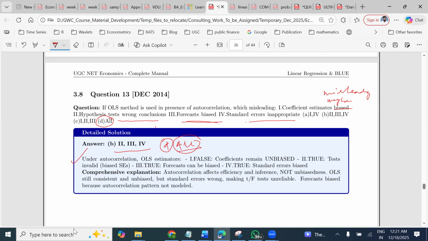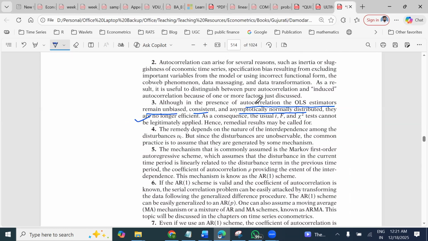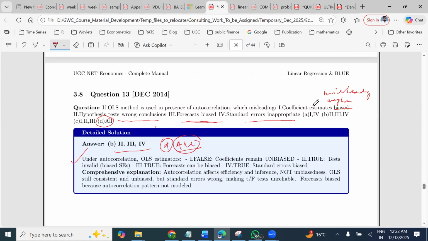Sir, just now in the conclusion part, we have read that if you are using OLS in the presence of autocorrelation, OLS estimators remain unbiased only. But here what is written? It says the coefficient is biased, written, no? So it is not correct, no?